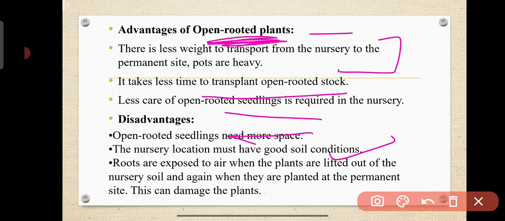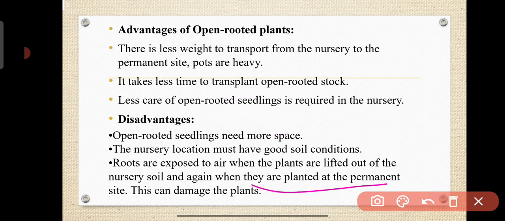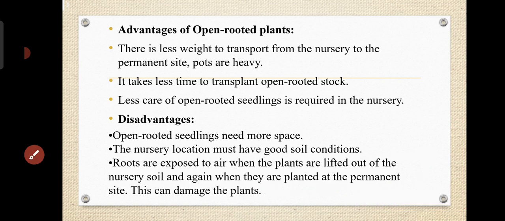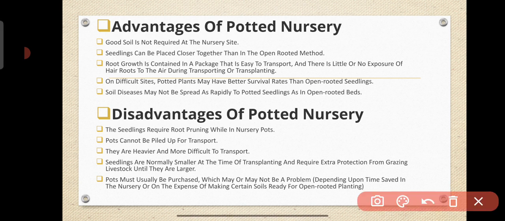a good soil condition. Roots are exposed to air, so when the plants are lifted out of the nursery soil and again when they are planted at the permanent site, this can damage the plant. So obviously this is the main disadvantage of this method, because roots are exposed to air. So whenever we are shifting a plant, we are lifting a plant, there will be a danger of the roots to be damaged. So these were the disadvantages now of open rooted plants.